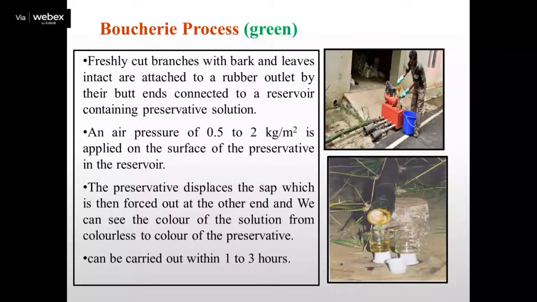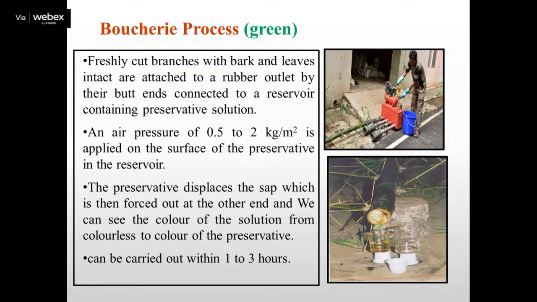So freshly cut branches, along with the bark in case of poles, with the leaves intact, are attached to a rubber outlet by their butt ends, connecting to the reservoir of the preservative solution. After this, air pressure is applied to the surface of the sample. The preservative displaces the sap.